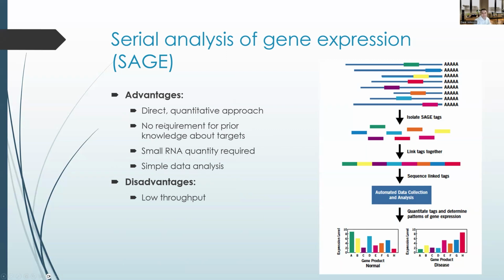So the advantages to SAGE: it's a direct quantitative approach. You don't have any requirement to know what genes you're looking at in the first place. You don't have to have foreknowledge of your targets. You also don't need a lot of RNA. You really don't. And the data analysis is pretty simple. You're going to get your sequence reads back, and then you're going to compare the abundance under normal conditions compared to the abundance in the disease, the treated, whatever alternate condition you're interested in looking at.